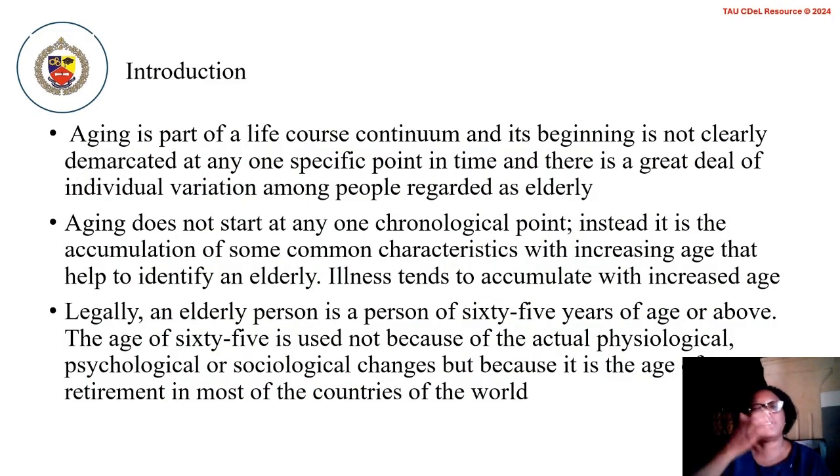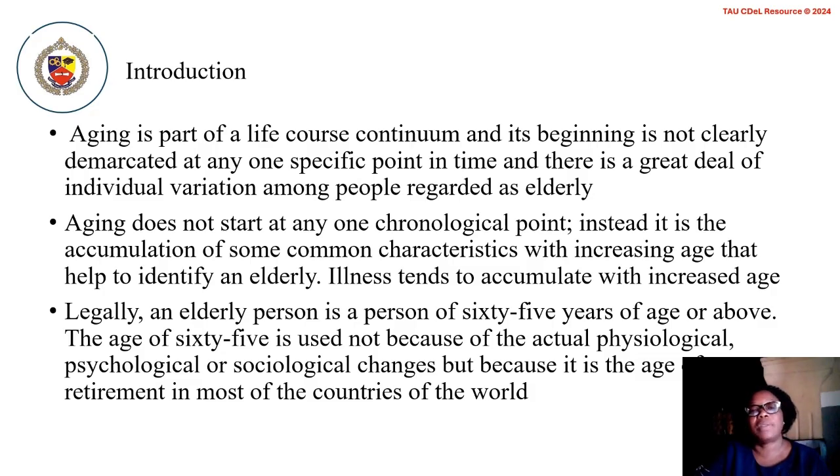By way of introduction, aging is part of a life course continuum, and its beginning is not clearly demarcated at any one specific point in time, and there is a great deal of individual variation among people regarded as elderly. Aging does not start at any one chronological point. Instead, it is the accumulation of some common characteristics with increasing age that help to identify an elderly. Illness tends to accumulate with increased age.